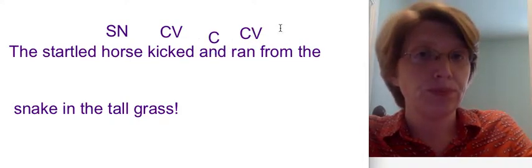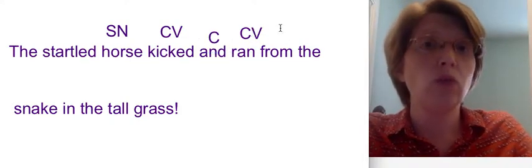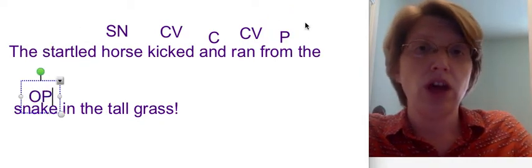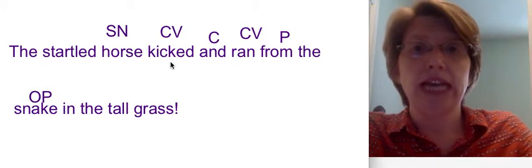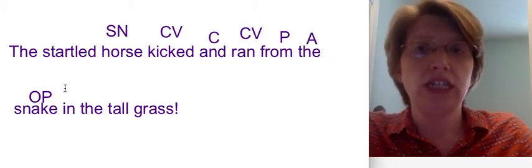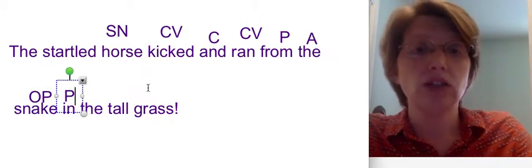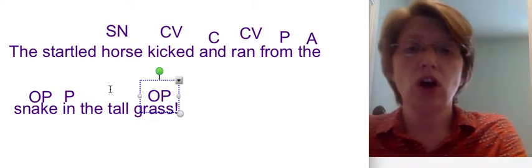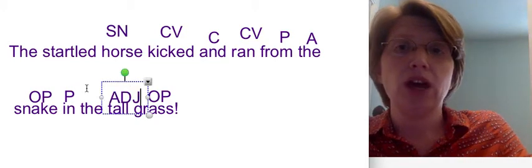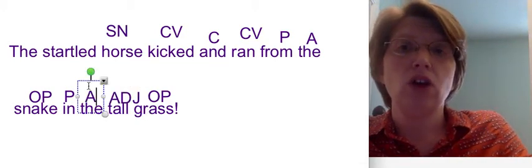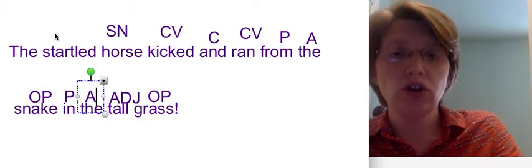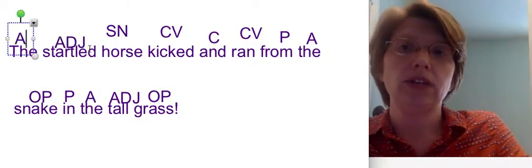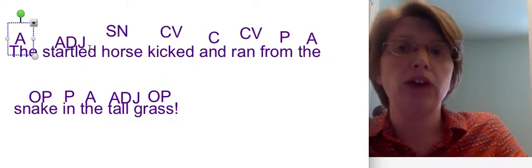From, preposition. From what? Snake. Object of the preposition. The, article adjective. In, preposition. In what? Grass. Object of the preposition. What kind of grass? Tall. Adjective. The, article adjective. What kind of horse? Startled. Adjective. The, article adjective. Subject noun verb. Pattern 1. Check.